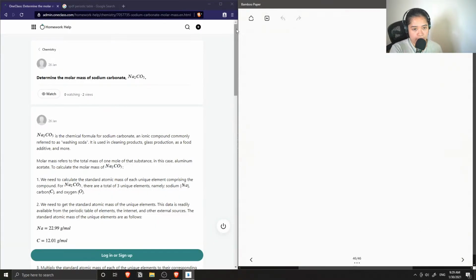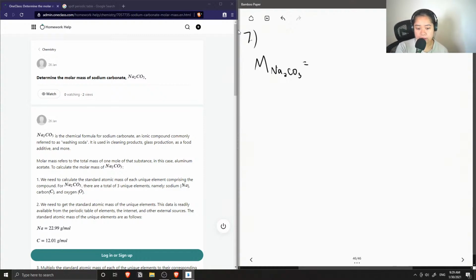Okay, so question number 7 is to determine the molar mass of sodium carbonate, which is Na2CO3. To find the molar mass of sodium carbonate, we would need all the individual molar masses of the atoms involved in this compound. These are values that you can just find on your periodic table.